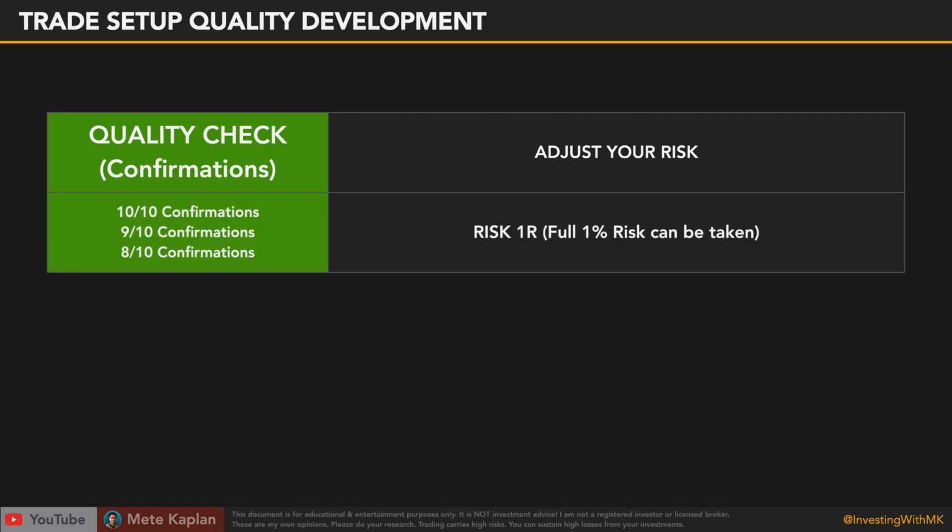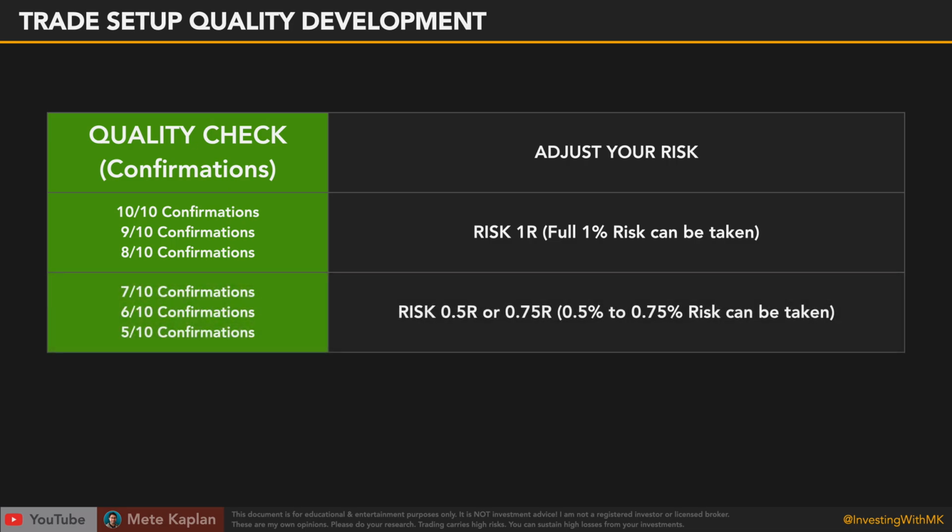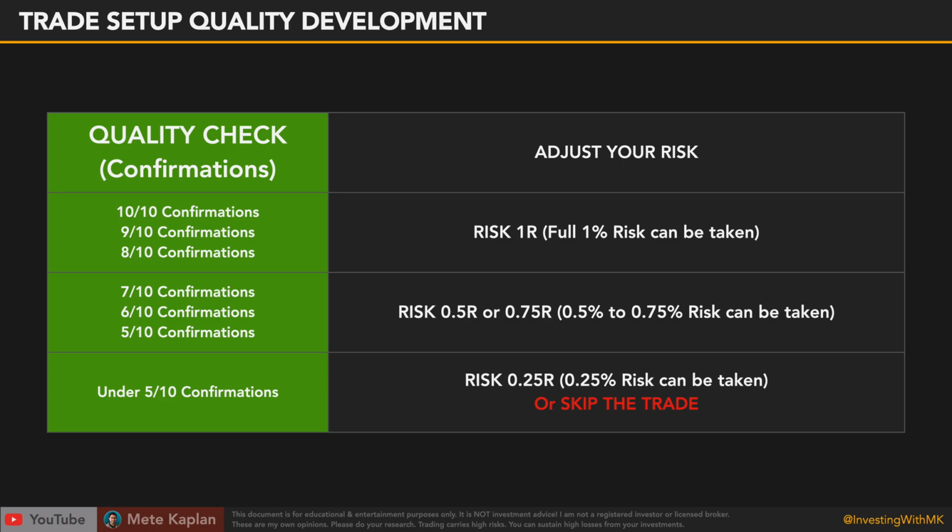For example, you have almost every confirmation, 8, 9, 10 confirmations. You can easily risk 1%. There's no problem. However, for example, you saw a perfect target, but a really bad base with open liquidity. Manage the risk there. Drop it to 0.5%. So simple idea.